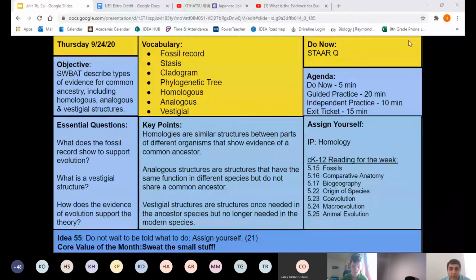Okay, so looking at our big slide, we have new vocabulary terms for the week. You'll see homologous, analogous, vestigial are of important note because that's what we're talking about today. I have another star question to practice on today. Our key points are going to be distinguishing between those different structures. We'll talk more about it as we go on. Your independent practice is homework if you don't finish it, and then there's your CK-12 readings. Haven't changed all week, and they shouldn't change. Okay, let's go ahead and move into our do now.